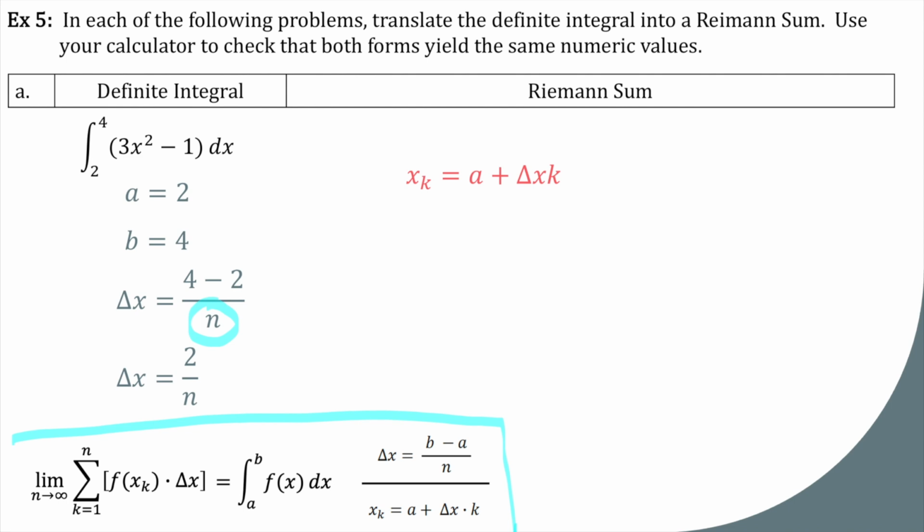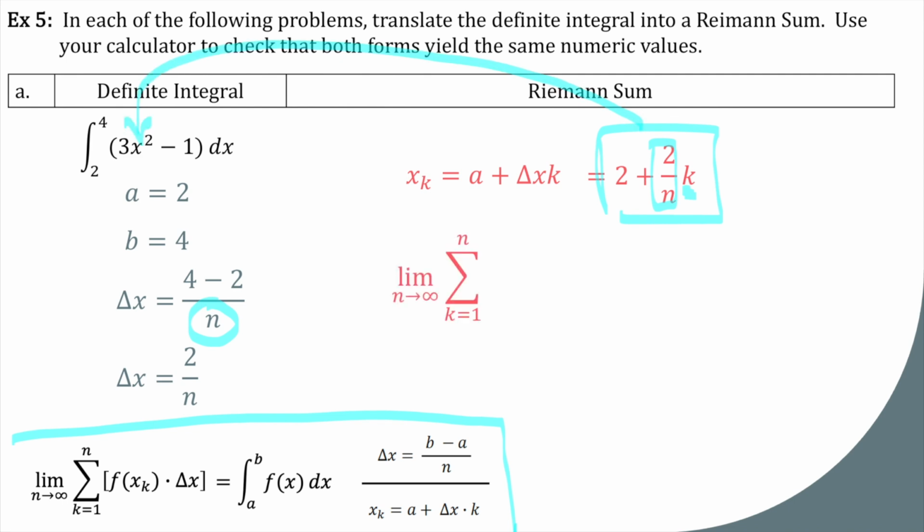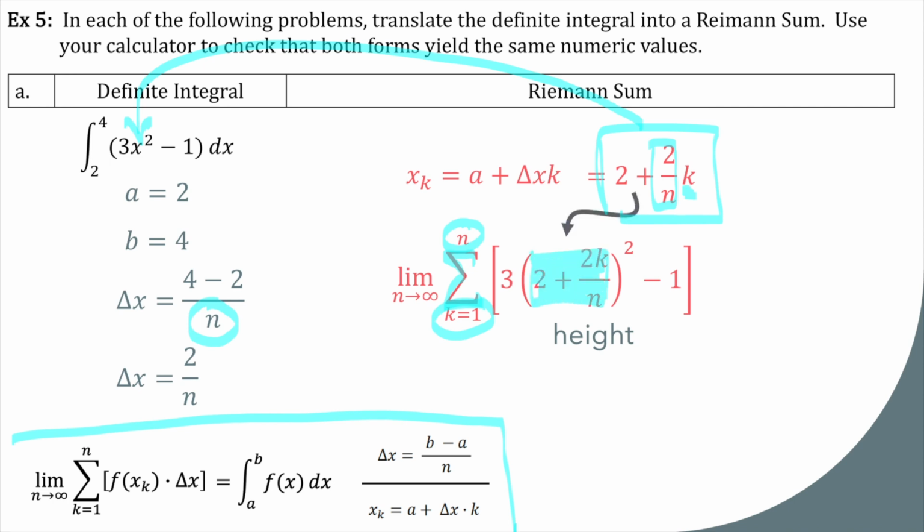What's our x sub k? Our starting point, which is 2, plus our delta x times k. Now this, we're going to plug in to our x value, but we start with limit notation. So as n approaches infinity, we're summing up the first rectangle all the way to the infinitieth rectangle, and we're finding the area, which is the height. So 3 times, here's our x sub k minus 1, right there, and then times our width, which is our delta x.